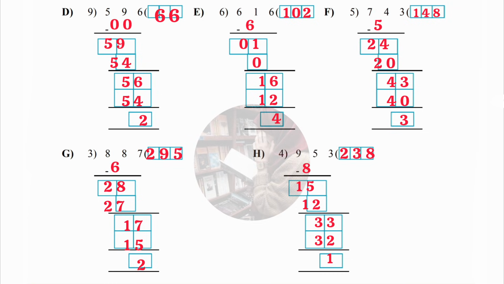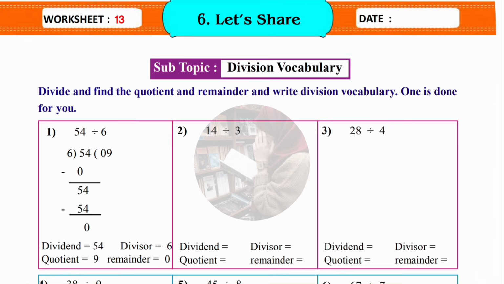Okay, guys. Let's move on to the next worksheet, that is worksheet number 13. Here the subtopic is division vocabulary. Okay, let's see first what is given. Divide and find the quotient and remainder and write the division vocabulary. One is done for you.